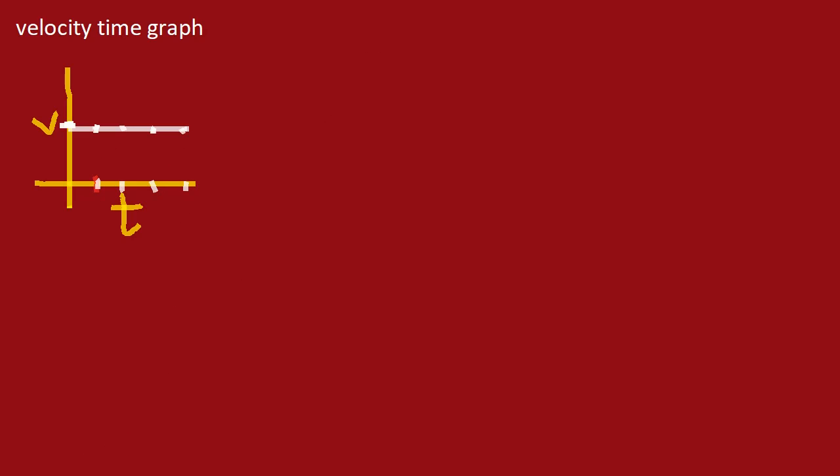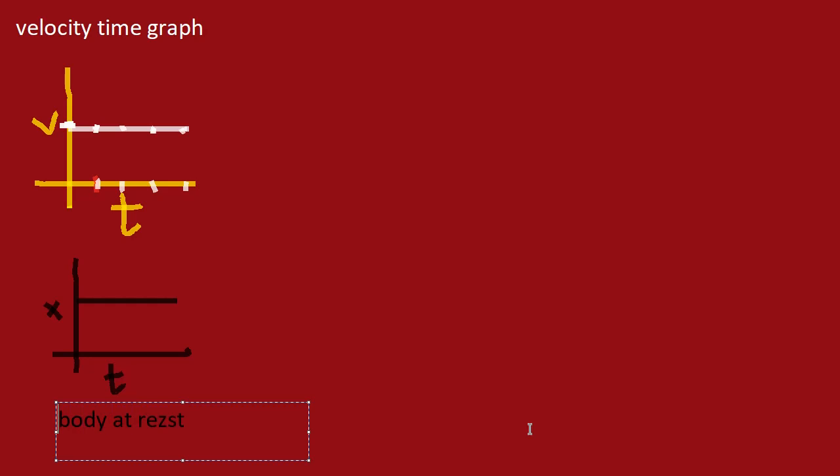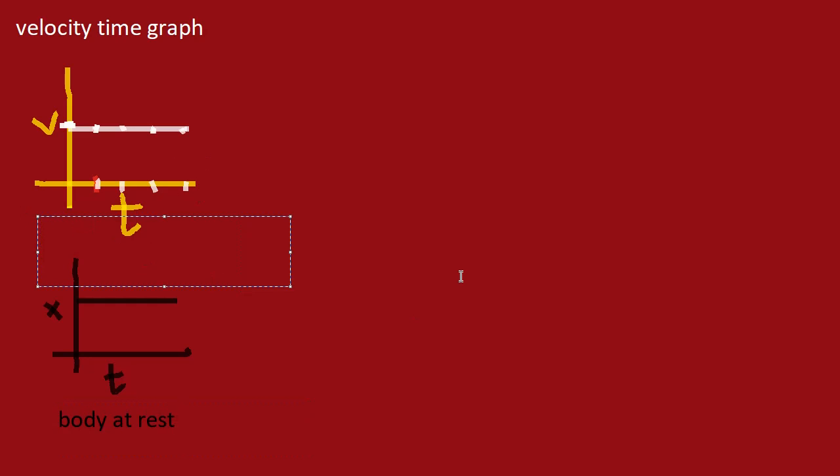Now you might recall that we had such a kind of graph for xt graph also. Let me show that to you just now. We had an xt graph of this type also. So when the xt graph is parallel to the time axis, this is the graph of a body at rest. However, this is the graph of a body in uniform motion. So you should not confuse between these two things. This is a body at rest, and the other one is a body in uniform motion.